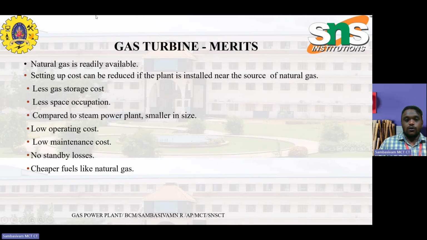Now let us move on to the advantages of gas turbines when compared with other plants. Natural gas is readily available. Setting up cost can be reduced if the plant is installed near the source of natural gas. There is less gas storage cost, less space occupation compared to steam power plants, smaller size, and low operation costs. It also provides low maintenance costs and no standby losses. Cheaper fuels like natural gas can be easily obtained.